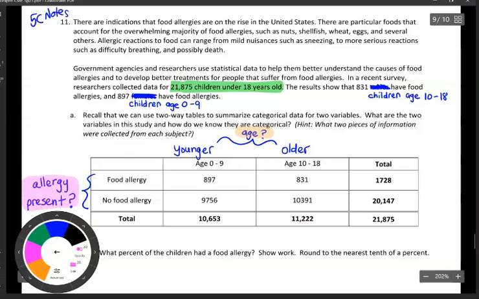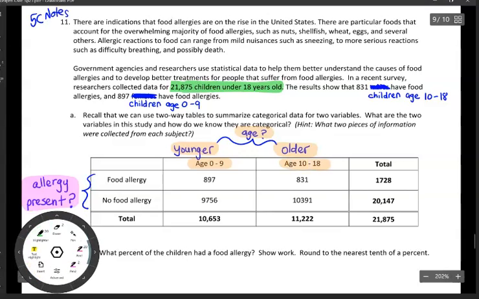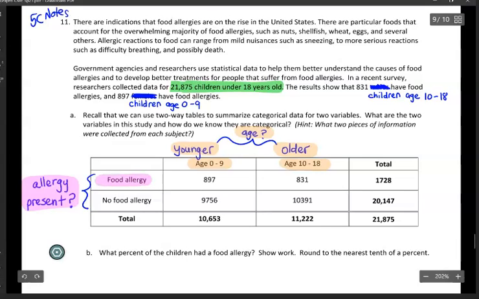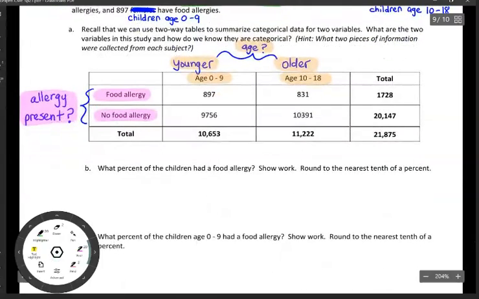Those children were divided up by age and by the presence of a food allergy. Okay, so by age, there was a younger group of children, they were age 0 to 9, and an older group of children, they were age 10 to 18. And then for our food allergy, either yes, the food allergy was present, or no, the food allergy was not present. And that information was organized into this two-way table. Okay, so we were asked some questions.